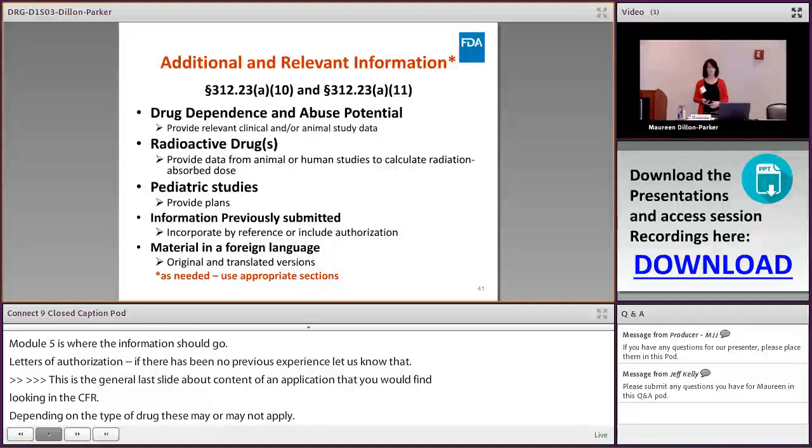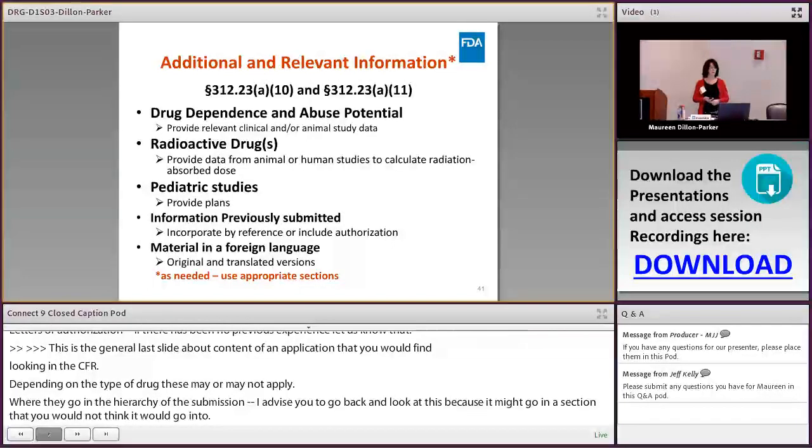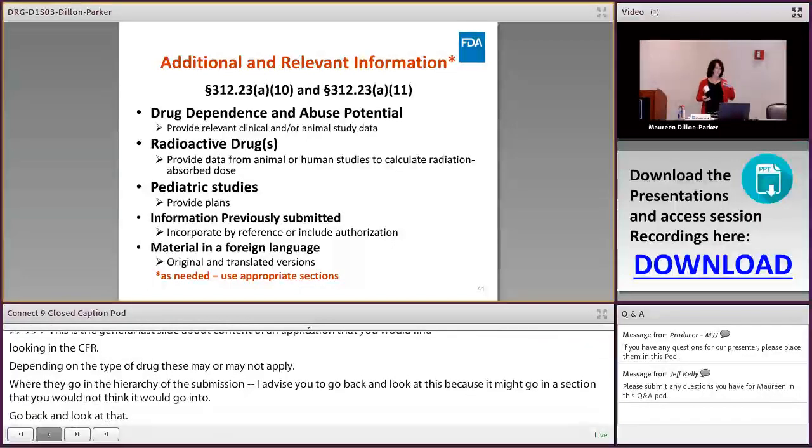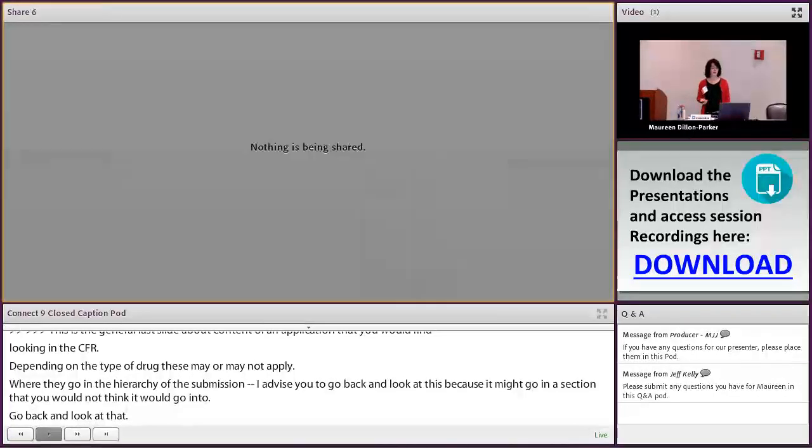If you have a radioactive drug, abuse potential drugs, we have a lot of publicity on those, or a lot of press on those right now. Previously submitted information, you're going to incorporate by reference.